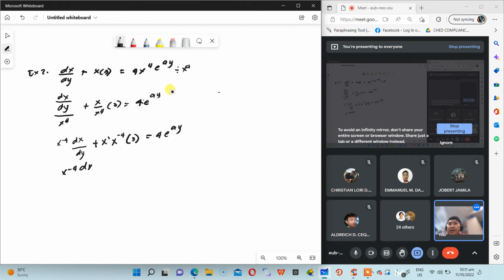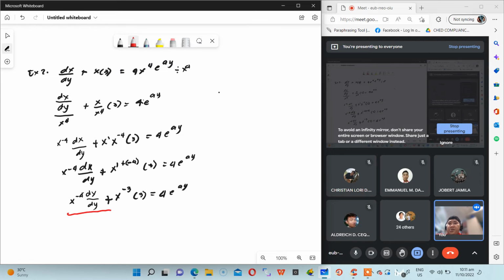For others who got it, let me explain for those who are still catching up. So x to the 1 plus minus 4. Okay? It should be plus, because we multiplied. Plus, but the power of this is negative 4 times 3 equals 4e9y. So, x raised to the power of negative 4 dx over dy equals plus x raised to the power of negative 3 times 3 equals 4e9y. Okay. You need to remember this one, right?